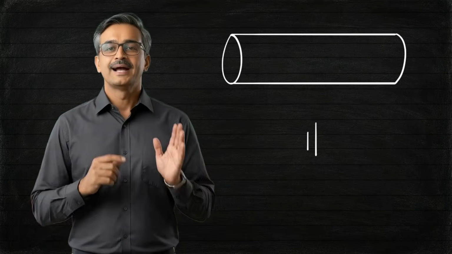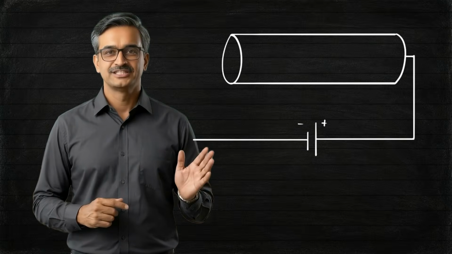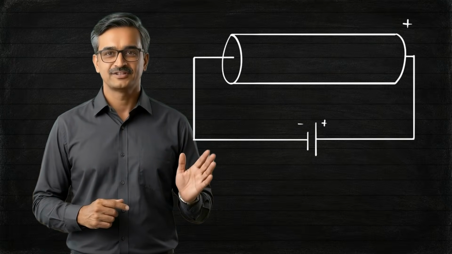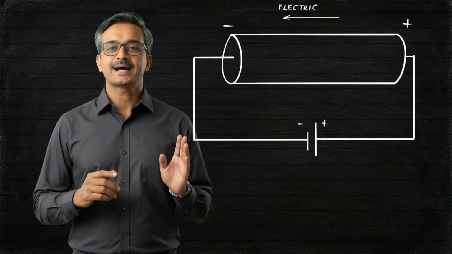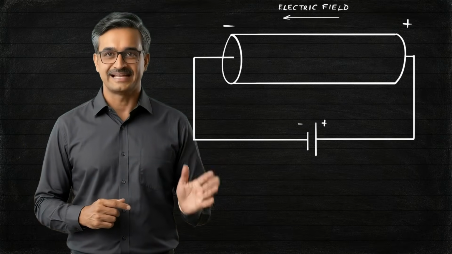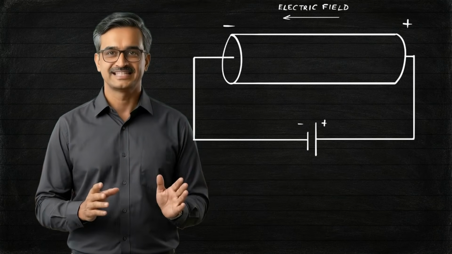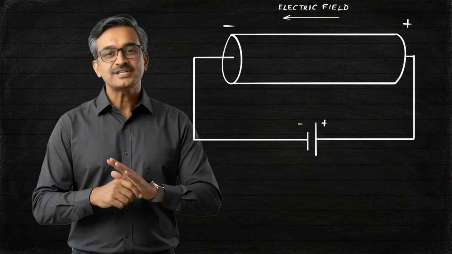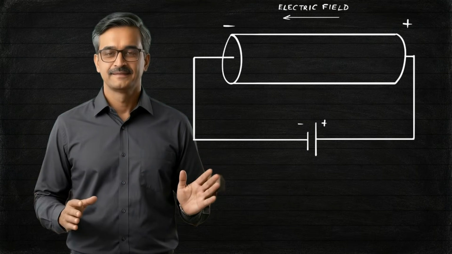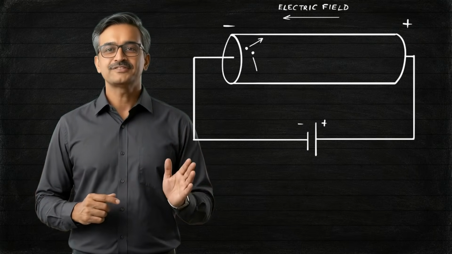Now let's connect a battery across the conductor. The moment we connect the battery, a potential difference appears across the two ends of the wire. Because of this potential difference, an electric field is established throughout the conductor. This electric field exerts a force on every free electron. Since an electron carries a negative charge, it experiences a force opposite to the direction of the electric field. Therefore, the free electrons start moving towards the positive terminal of the battery.